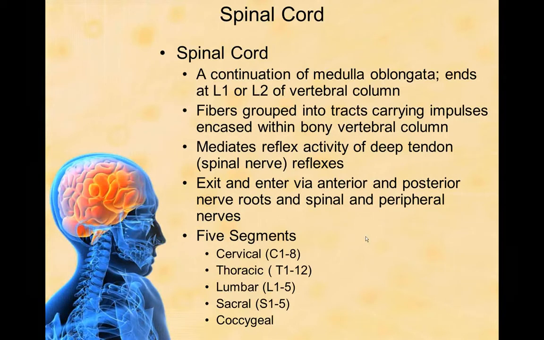There are 5 segments of the spinal cord: the cervical, thoracic, lumbar, sacral, and coccygeal. So the cervical is C1 through 8, thoracic T1 through 12, lumbar is L1 through 5 and sacral S1 through 5. And then coccygeal is below that. That's the spinal column itself, although the actual nerves end at around L2, or the actual cord itself.